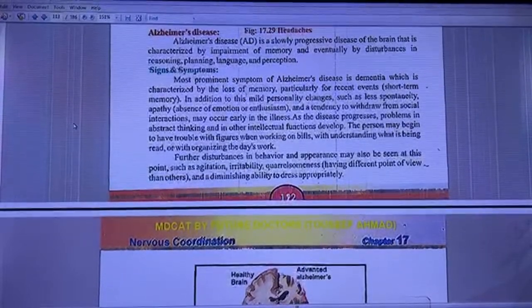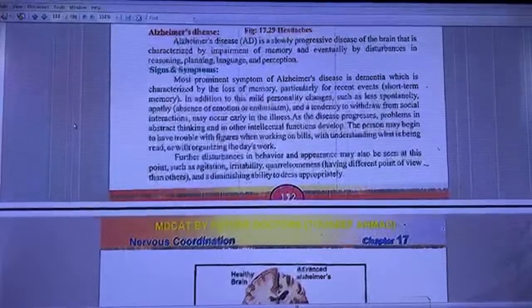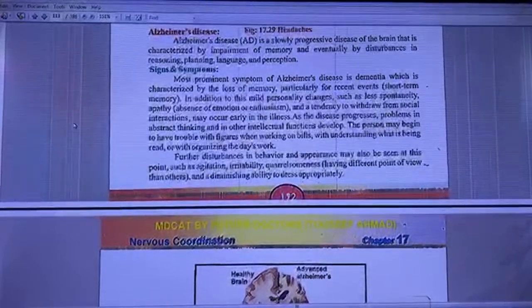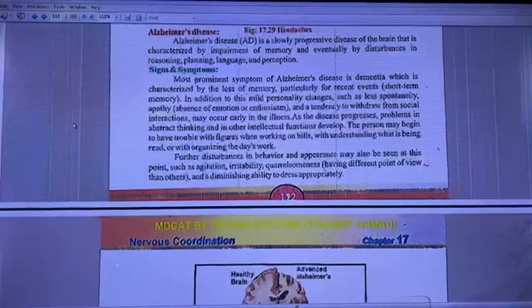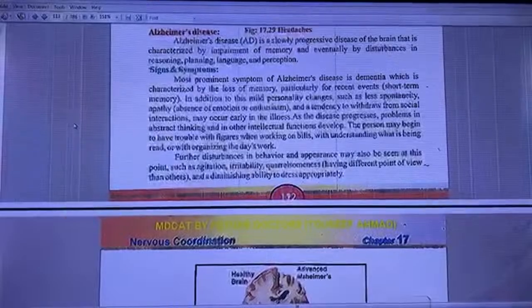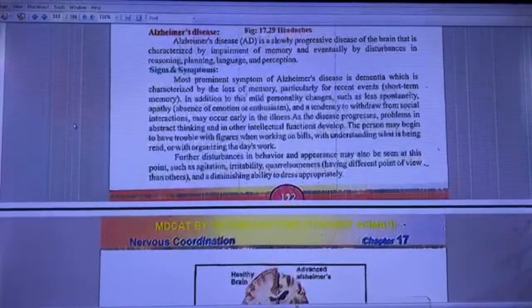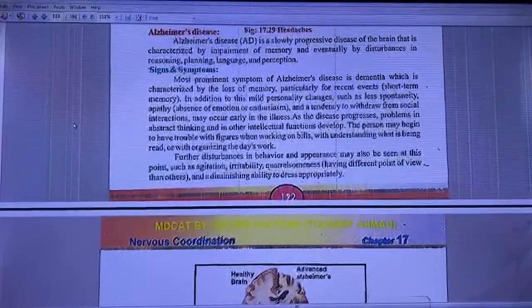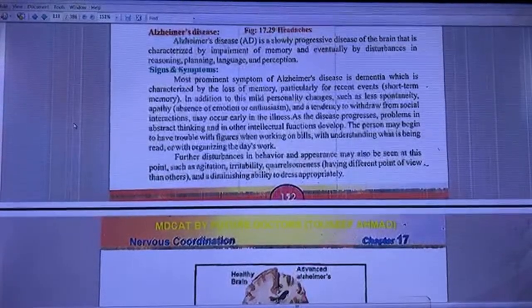As the disease progresses, problems in abstract thinking and in other intellectual functions develop. The person may begin to have trouble with figures when working on bills, with understanding what is being read, or with organizing the day's work. Further disturbances in behavior and appearance may also be seen at this point, such as agitation, irritability, quarrelsomeness, and a diminishing ability to dress appropriately.